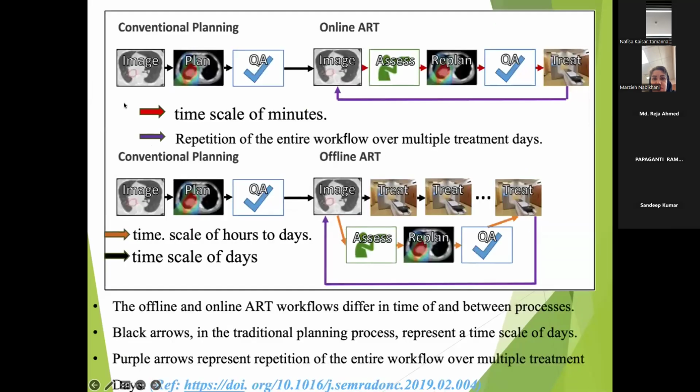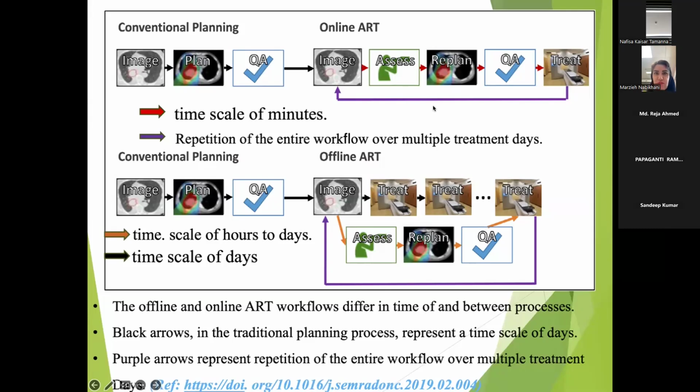So this is an illustrative picture of the conventional plan, offline ART, and online ART. As we can see, the black arrows, the first one is the conventional planning: image, plan, QA, and then, of course, it's going to the treatment. But if you talk about online adaptive RT, then we have a procedure of red arrows which shows a time scale of minutes, but the purple arrows have a repetition of the entire workflow over multiple treatment days.